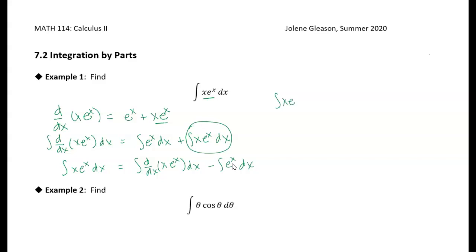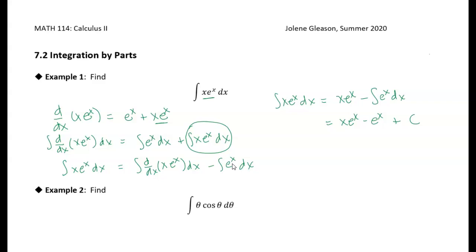The integral of x e to the x dx is equal to, so this first thing just becomes the integral of the derivative, which just becomes x e to the x, and then minus the integral of e to the x dx, and that's easy, right? The integral of e to the x is just e to the x, so this is x e to the x minus e to the x. And then, of course, because it's an indefinite integral, I have to add the plus c. Okay, so that's the integral.